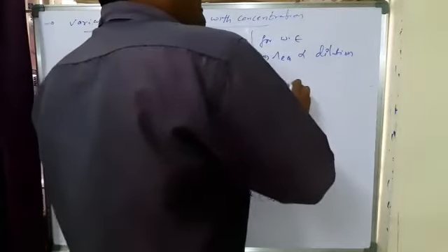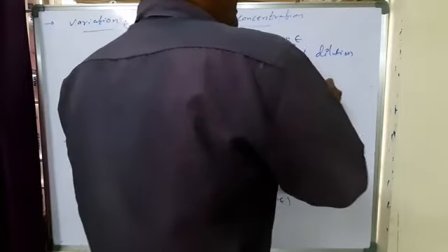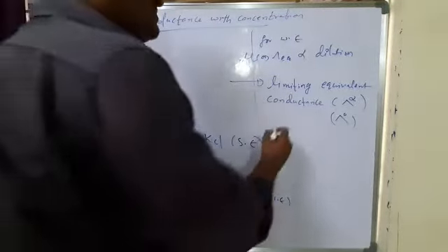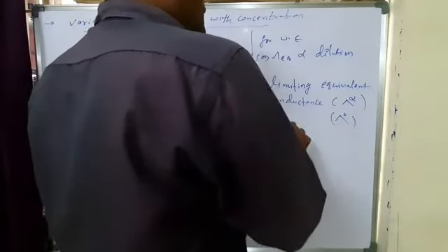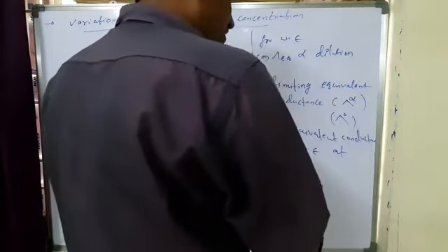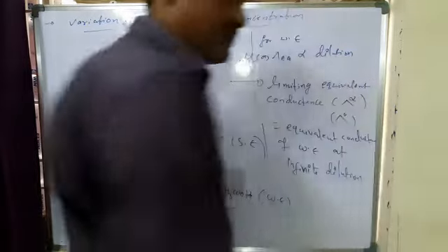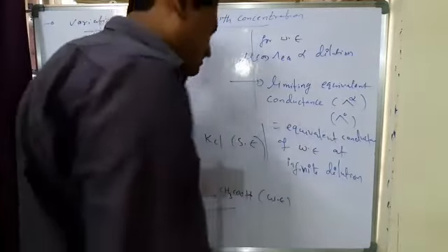Limiting equivalent conductance. Its symbol denotes infinite dilution. That is, the equivalent conductance of a weak electrolyte at infinite dilution, otherwise at zero concentration.